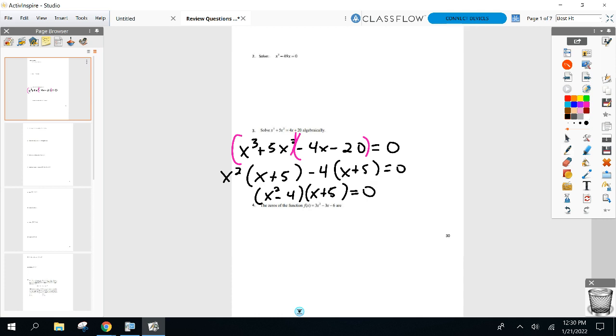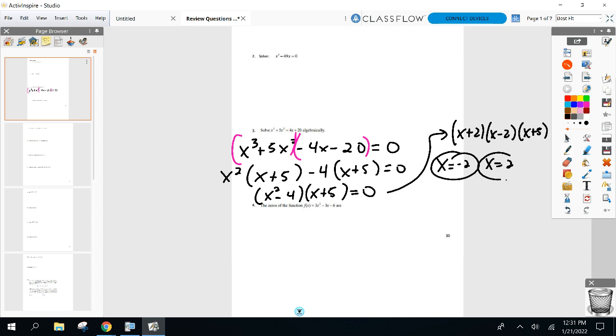X squared, GCF. Just keep feeding your face there. All right. X squared, yeah, I heard you. Thank you. X plus 2, X minus 2, and X plus 5, all equal to 0. And now there are my 3 answers. Negative 2, 2, and negative 5.